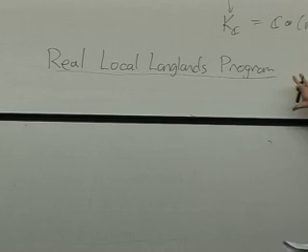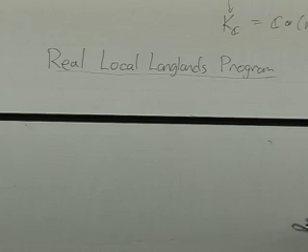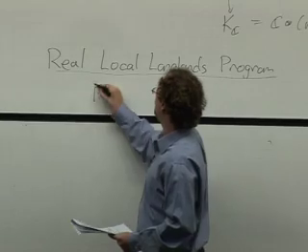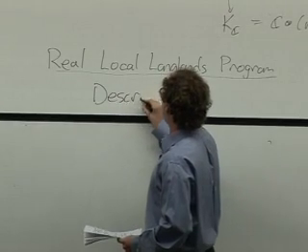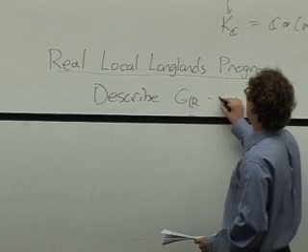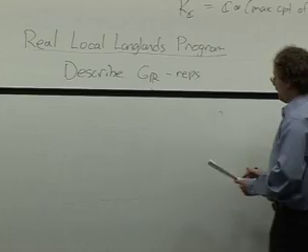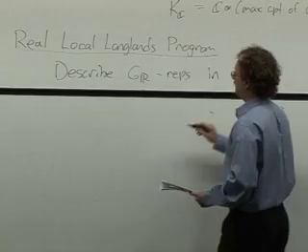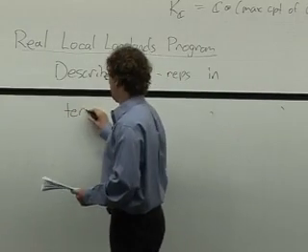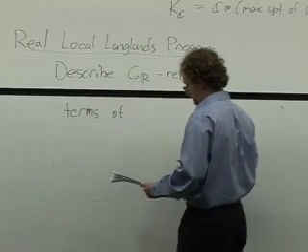The real local Langlands program wants to describe these representations of the real Lie group. And in what ways does it say? So you want to describe representations of a real Lie group in terms of Langlands dual data. So in terms of some kind of Galois data.